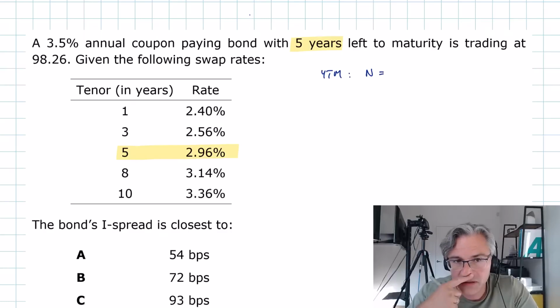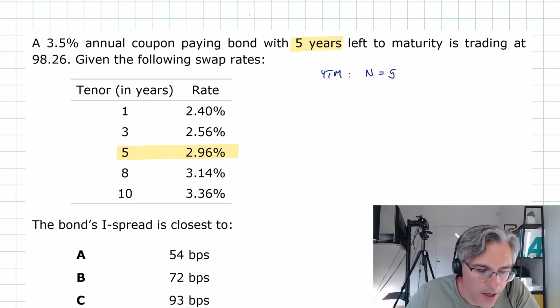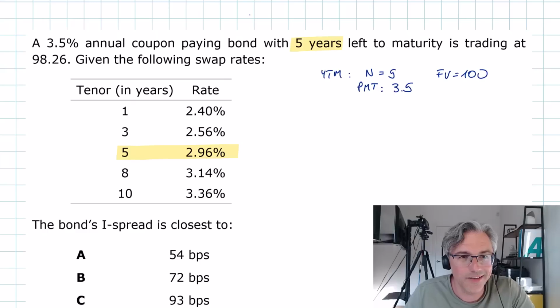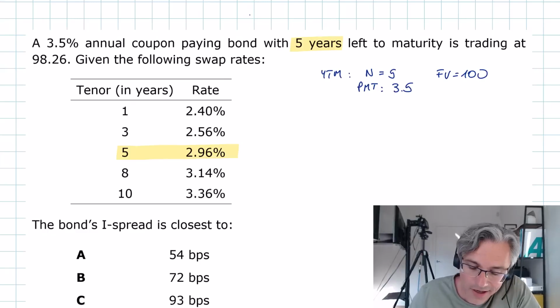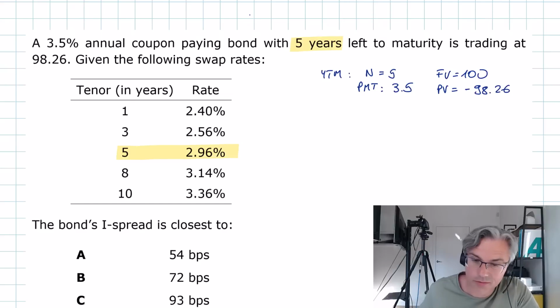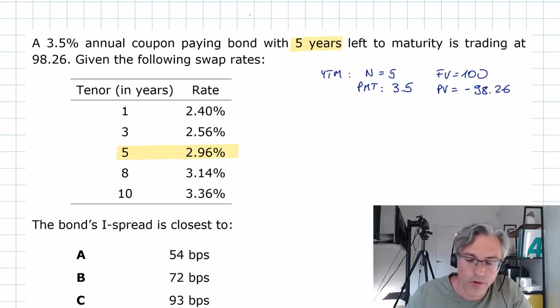Okay, the YTM. It's an annual coupon paying bond, so N equal to 5. Our PMT here is going to be simply 3.5. The FV is going to be 100, because we assume a par value of 100. Typically in these questions, as you may have already gathered. Right, what else do we need? We've got the bond's current price, the PV, 98.26, so I need to make that negative 98.26, and I'm going to be computing for I/Y.